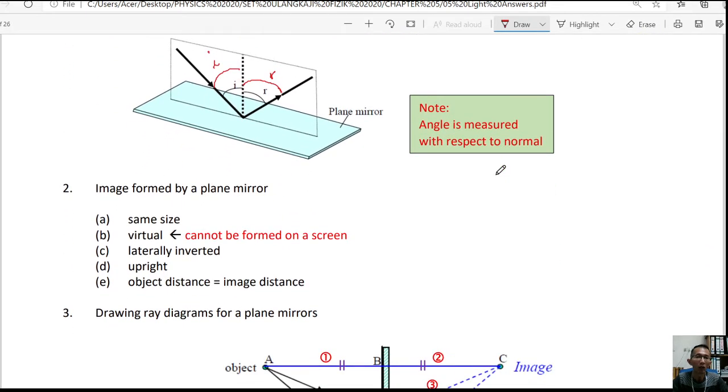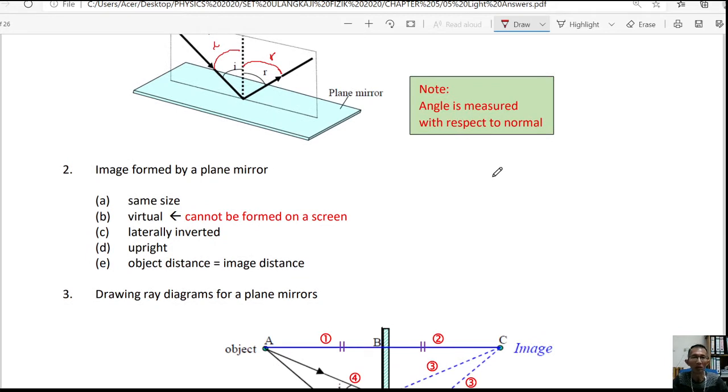So what are the characteristics of the image formed by a plane mirror, or any mirrors? The characteristics are: the image is the same size, it is virtual, meaning you cannot form the image on a screen, it is laterally inverted, or in Bahasa Melayu songsang sisi, it is upright, and the object distance equals the image distance. These are the characteristics of the image formed by a plane mirror.